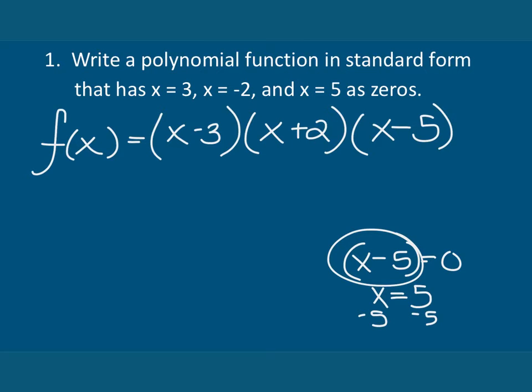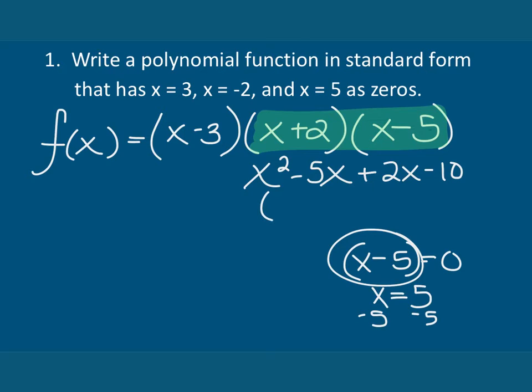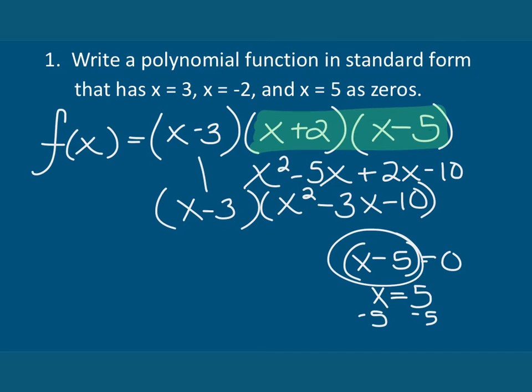So the simplest thing to do is multiply two of the binomials together first, which means you're going to quickly make 4 multiplications. That would be x squared minus 5x plus 2x minus 10. And I'll just combine my like terms in the middle there to make it x squared minus 3x minus 10. And I'm going to bring down this x minus 3 from the front.